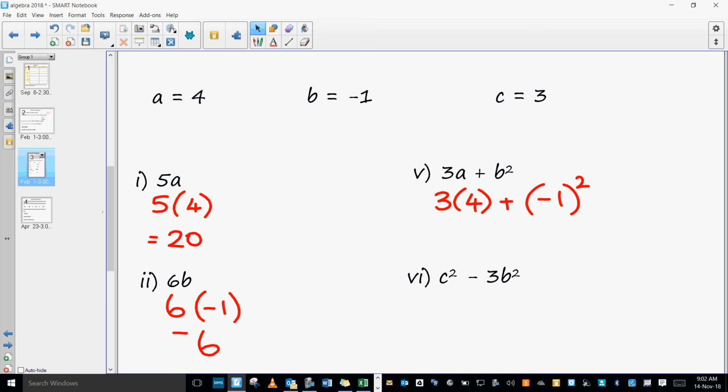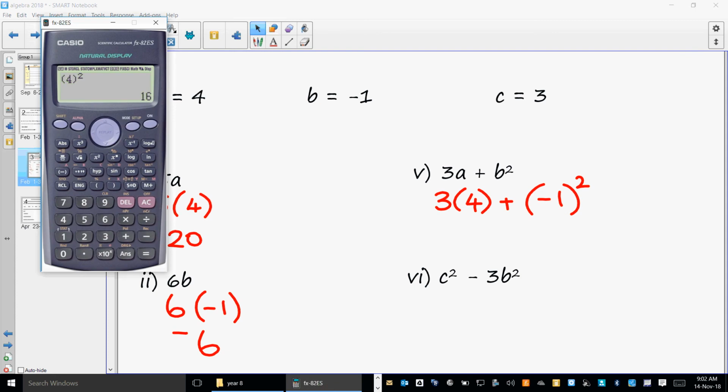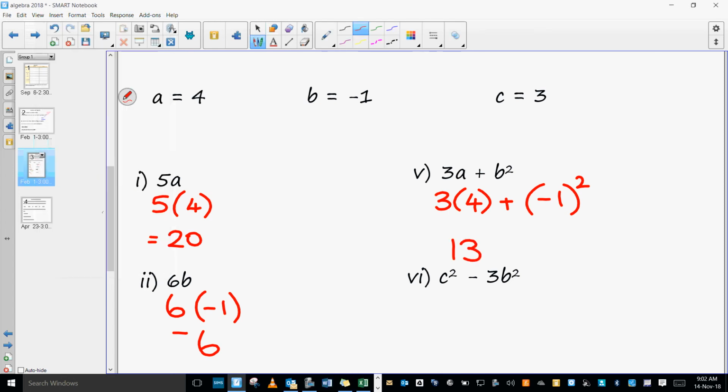I got the answer. 3 brackets 4 plus bracket negative 1 bracket squared equals 13. If you had done that on your own, we would have done 3 multiplied by 4, which is 12. Now here we go, negative 1 squared.